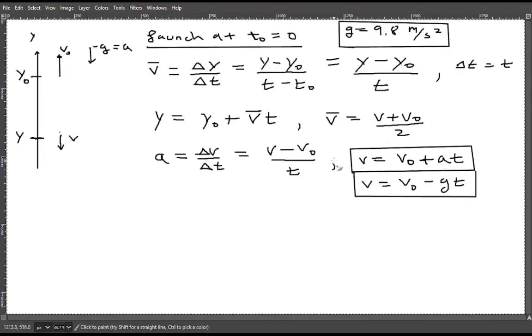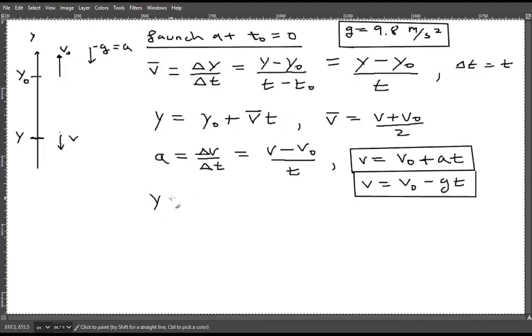Alright, now I want to get the kinematic equation describing the motion of y, that gives me the position y as a function of time. Well, here it is right here, but I want to eliminate the average velocity, and then I'm going to want to eliminate the velocity and just get everything in terms of initial conditions.